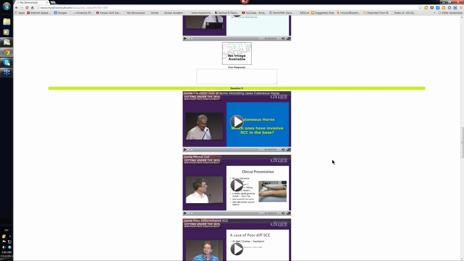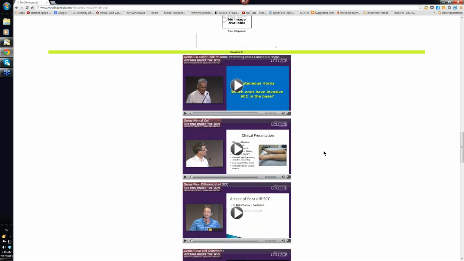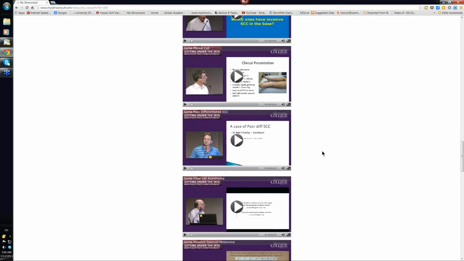John Pine looked at cutaneous horns, a survey that he had done of, I think, about 150 of these, looking at the features of those that ended up benign, having a benign base, and those that ended up having an SCC at the base. And it was quite fascinating. There was an excellent Merkel cell talk by Graham Siggs. This one lasts about 15 minutes, and it'll have everything in there that you've ever wanted to know about Merkel cell. There were some others that were presented.